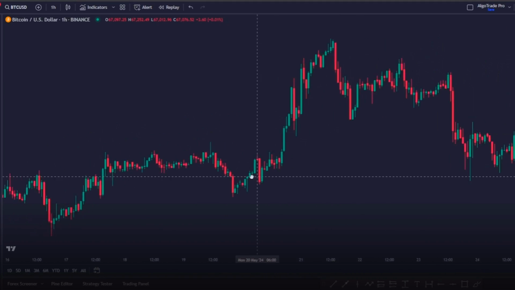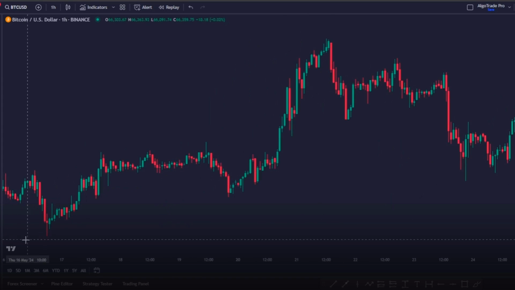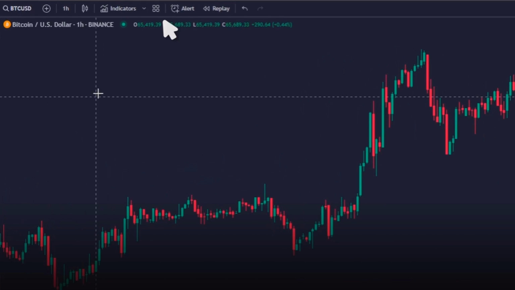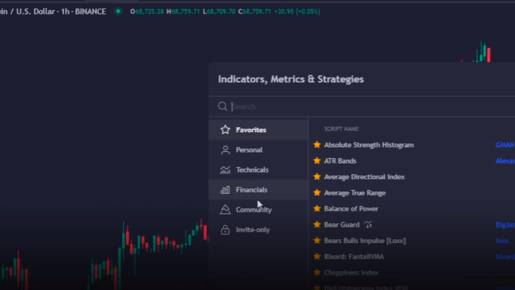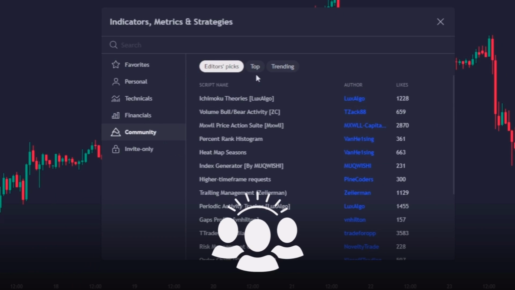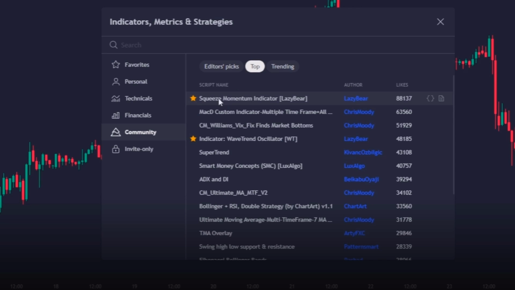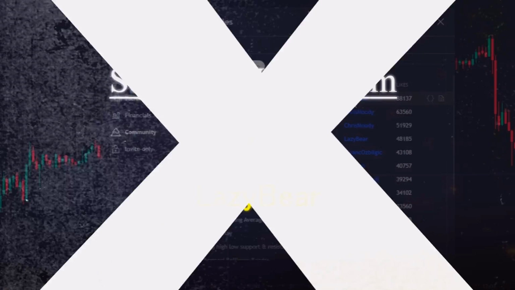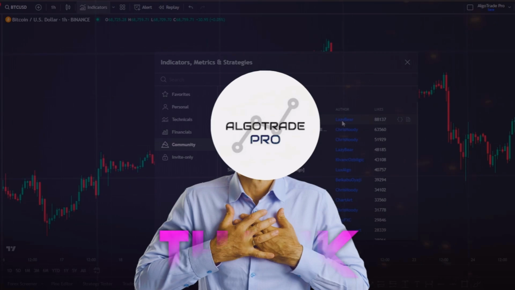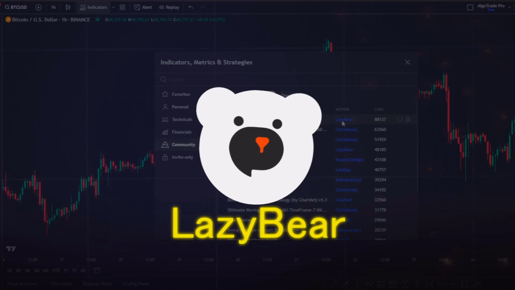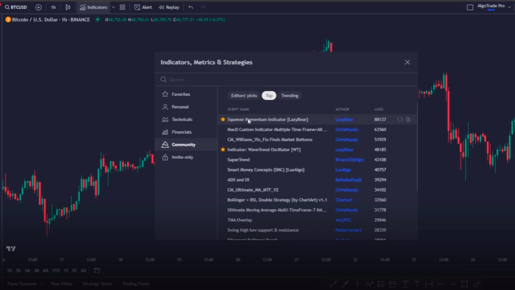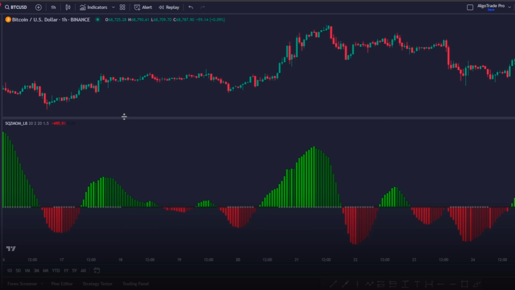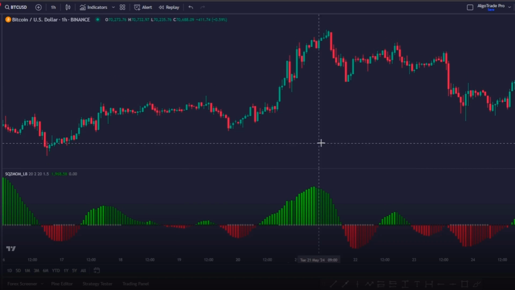So let's start by adding the Squeeze Momentum indicator to our TradingView charts. First, click on Indicators, then go to the Community section and then click on Top. You will see that the number one indicator is indeed the Squeeze Momentum, a free indicator provided by Lazy Bear. And I would like to take this moment to thank Lazy Bear for his great work in the trading community. Now we just need to click once on the Squeeze Momentum and it will be added to our charts.